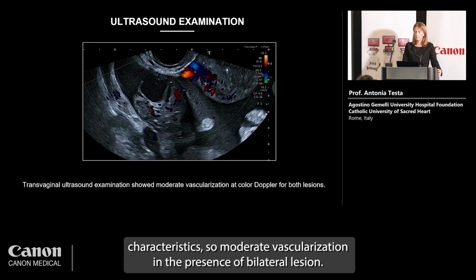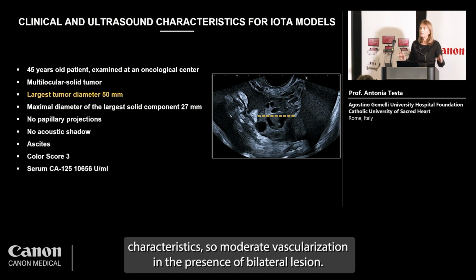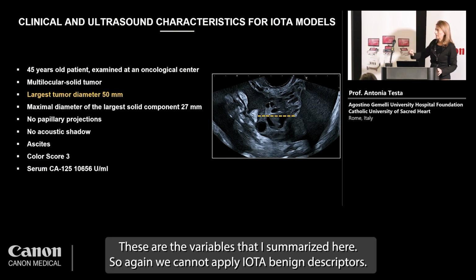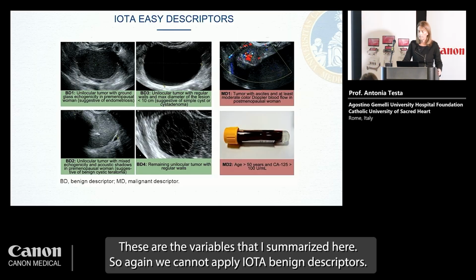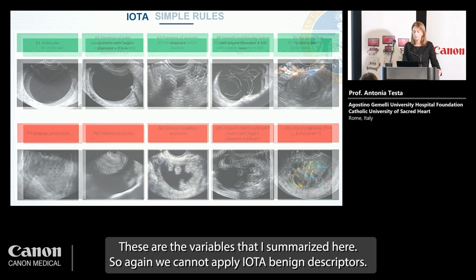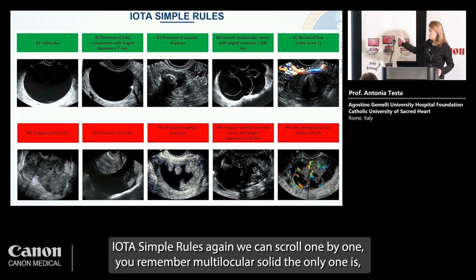So moderate vascularization in the presence of bilateral lesion. For the application of IOTA models, you have to use as a target the largest one. These are the variables that I summarized here. So again, we cannot apply IOTA benign descriptors. IOTA simple rules, again, we can scroll one by one.